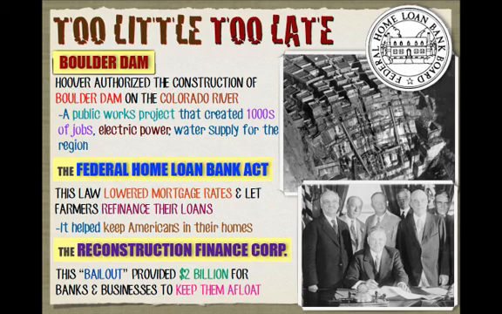The Boulder Dam. Hoover authorized the construction of the Boulder Dam on the Colorado River, a public works project that created thousands of jobs, electric power, and water supply for the region. There was the Federal Home Loan Bank Act. This law lowered mortgage rates and let farmers refinance their loans, and it helped keep Americans in their homes. There was also the Reconstruction Finance Corporation. This bailout provided $2 billion for banks and businesses to keep them afloat.